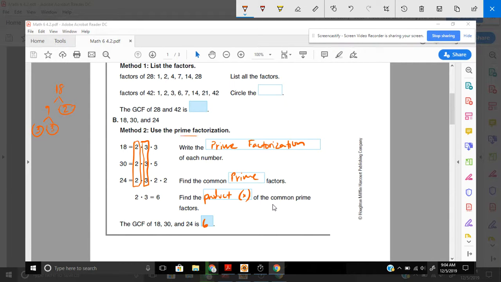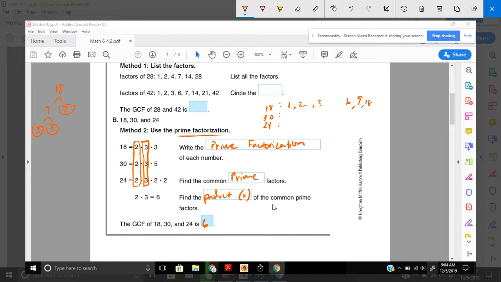This can sometimes be quicker if you're dealing with more numbers. But you can always do the list method if you prefer that better. So if you wanted to say, well, I'm better at doing the list method for 18, 30, and 24, and then list all your factors this way, so 1 and 18, 2 and 9, 3 and 6, so on and so forth, you would come up with the same answer. I'm just showing you this method because sometimes it can be quicker when you have more numbers.